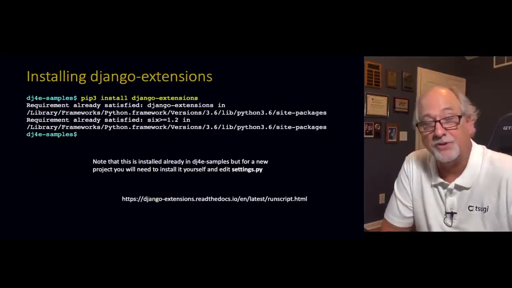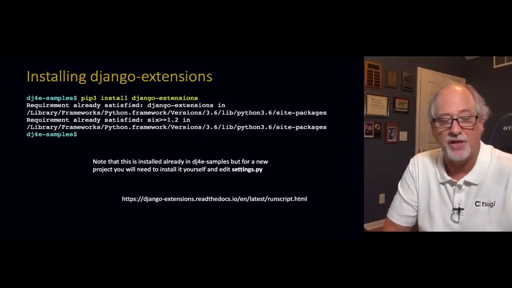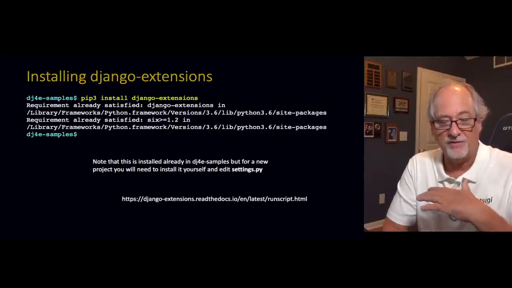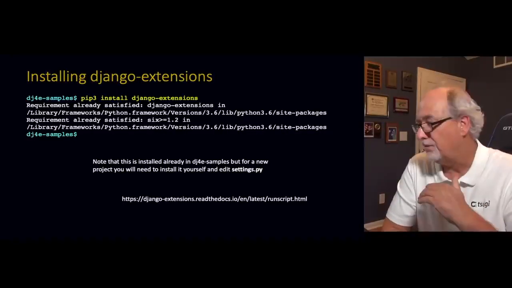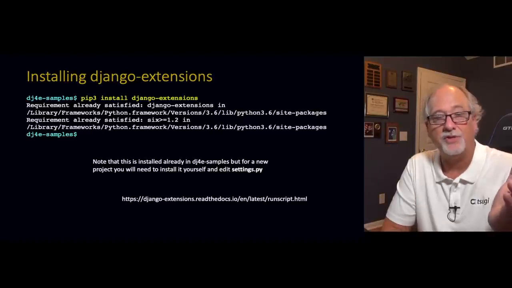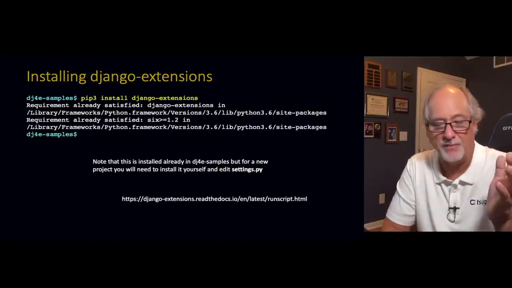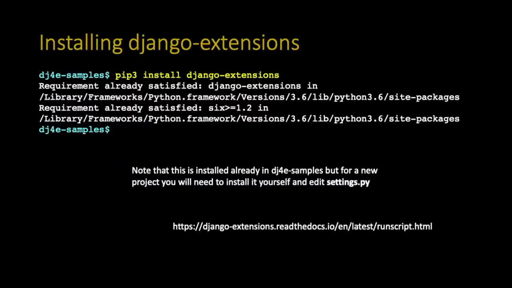Now, running scripts is part of a feature of Django called the Django extensions. Now, if you've already done this when you installed DJ Free Samples and you ran pip3 install -r requirements.txt, you already put this in, but it doesn't hurt to go into your virtual environment and type pip3 install django-extensions and make sure it's already there, because if it's not already there, then it will get installed. Otherwise, this whole script thing won't work, right?